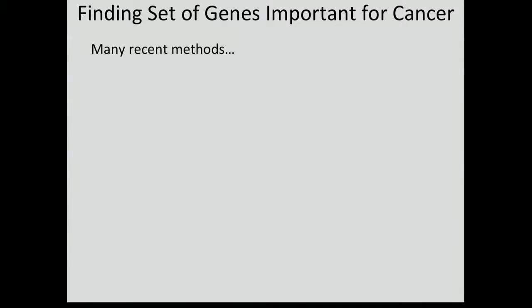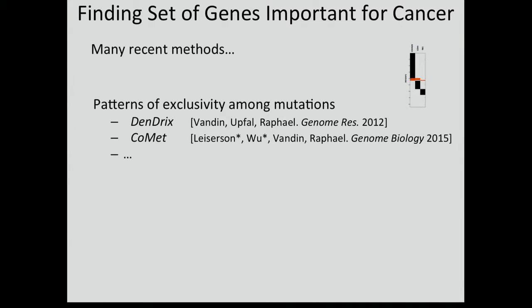So while I was compiling the list of all the methods, I saw that actually I couldn't fit all of them in the slide. So what I've decided to do, taking inspiration from a speaker from yesterday, is to just not put any of the previous methods here and just talk about 2 classes of methods that I've contributed to. The first one is the class of methods that actually have been presented by Max just before lunch, that look for patterns of exclusivity among mutations.